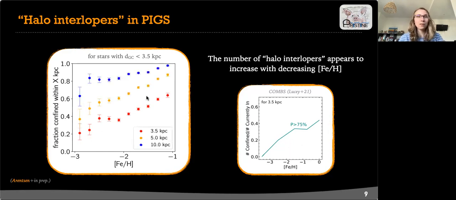We can then also look at the stars that stay within 5 kiloparsec, which is a much larger fraction, and then within 10 kiloparsec, so kind of inner halo. So in this talk, I'll mostly focus on 3.5 and 5 kiloparsec, which are two different selections of inner galaxy stars.